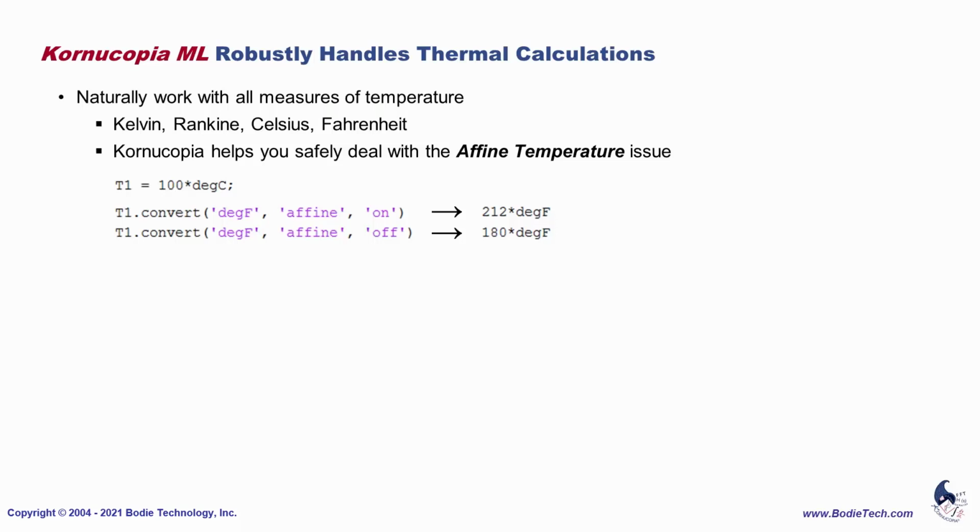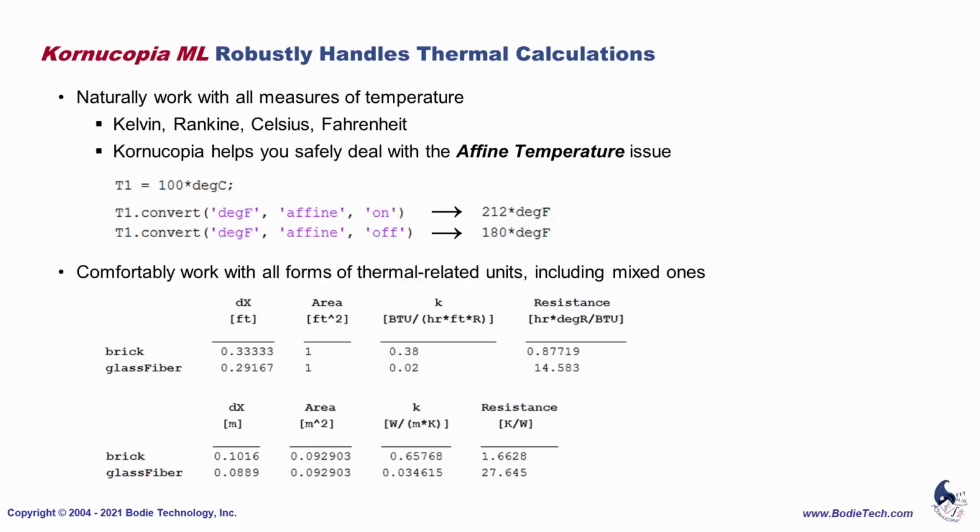In Kornucopia, this is simply achieved by including the affine on option with the convert method. If, however, the 100 degrees Celsius represented a change in temperature, often termed a delta T, then the conversion to Fahrenheit would be non-affine, meaning the 32-degree offset should not be included in the conversion. In Kornucopia, simply use the affine off option in the conversion request. This approach is cleaner and easier than you remembering the different multiplication and offset values for various temperature conversions.